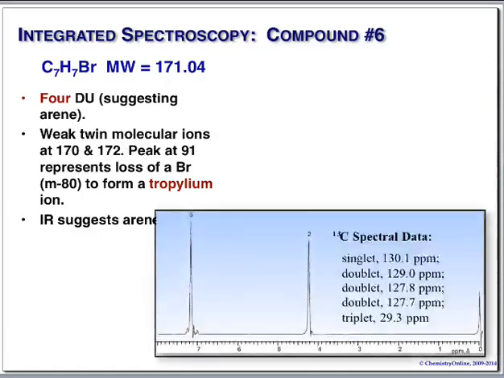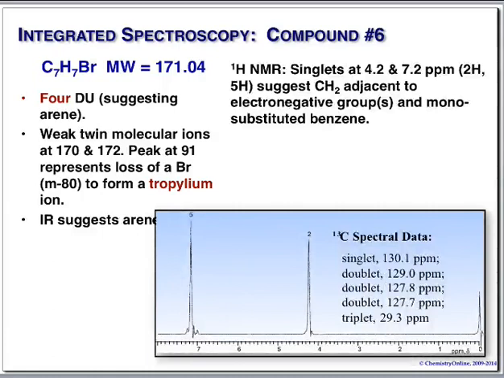Proton NMR, we have two peaks. Down here in our benzene region, we're at 5 hydrogens. That's a monosubstituted benzene, isn't it? And we have an isolated CH2 that's shifted up to about 4-ish. So it's next to something electronegative. Our carbon, again, we have a singlet and 3 doublets. That's a monosubstituted benzene. And we have a triplet, so that's a CH2 at 29. Again, that's just something mildly electronegative.